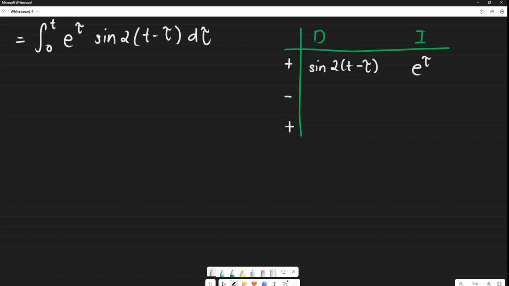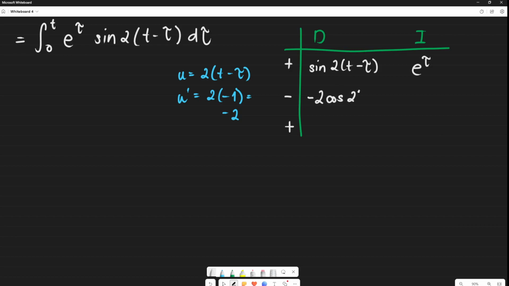Okay, so what's the derivative of sine 2 times t minus tau? To avoid confusion, we will let u be equal to 2 times t minus tau. Then u prime is what? Obviously that will be 2 times the derivative of t with respect to tau, which is 0, and the derivative of negative tau with respect to tau is negative 1. So therefore we have negative 2. So we put negative 2 in front. Then the derivative of sine is cosine.